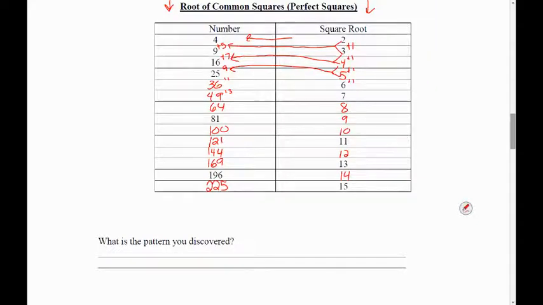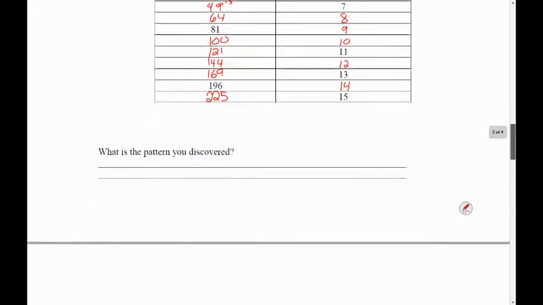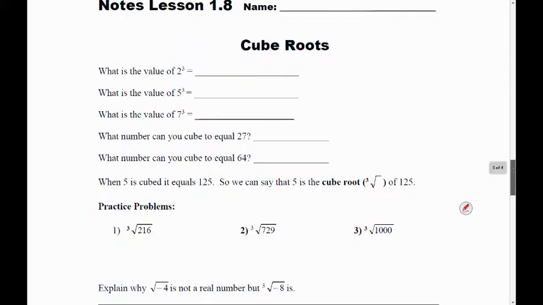Okay. So let's flip on over to our cube roots. All right, our cube roots. So again, we've talked about cube roots before. 2 to the power of 3 is the same thing as 2 times 2 times 2, which gives us a total of 8. 5 times 5 times 5, which gives us a total of 125. 7 to the third power is 7 times 7 times 7, which is 343.